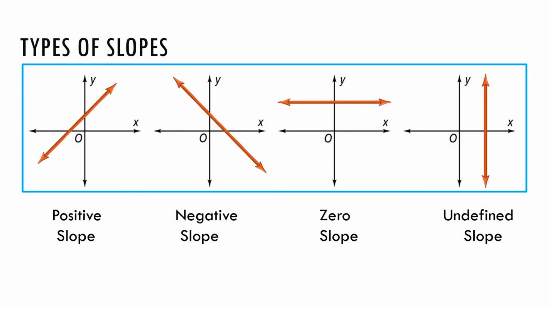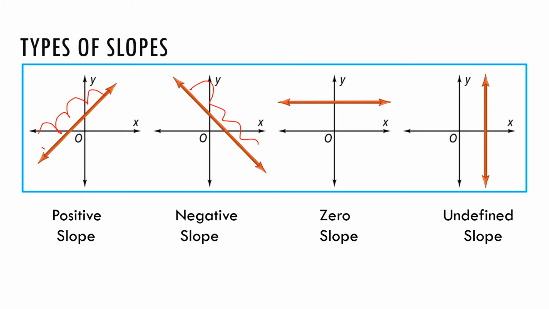Okay, so these are the 4 different types of slopes. Write these down on your notes. A positive slope grows from left to right. A negative slope falls from left to right. I think of it as going up the stairs for a positive slope, and going down a staircase for a negative slope.